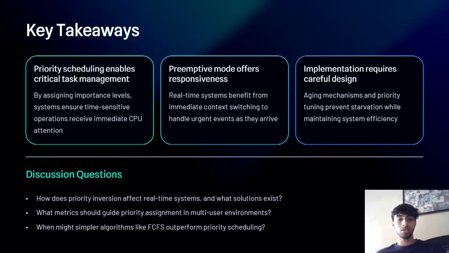To summarize, priority scheduling helps manage critical tasks efficiently by assigning importance levels. But to make it fair, mechanisms like aging are needed to prevent starvation. So priority scheduling is powerful, flexible, and widely used, but it must be designed carefully for the best balance between performance and fairness.